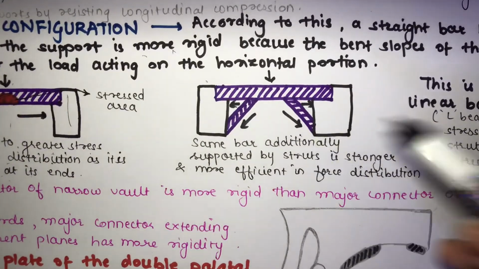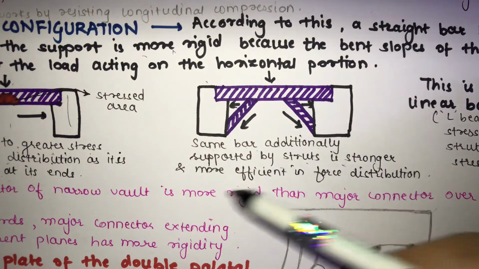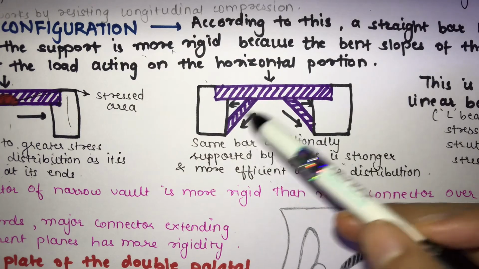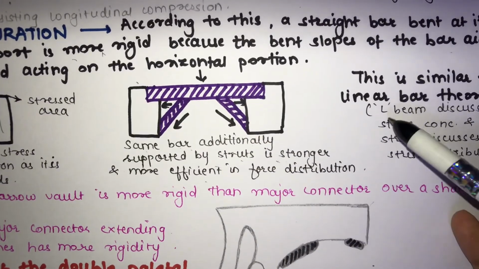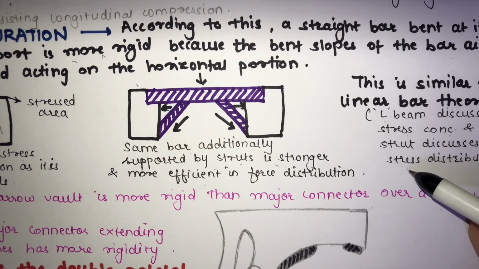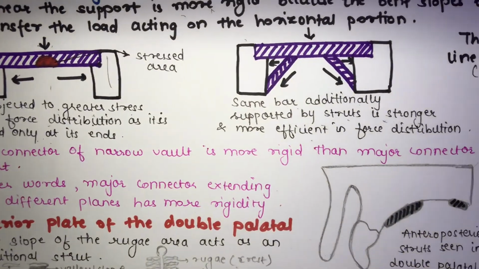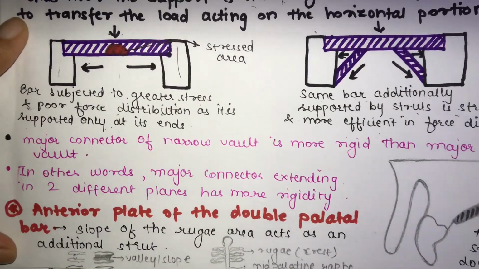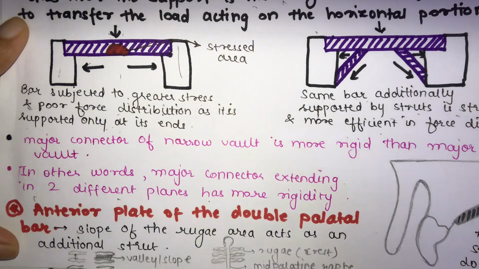But now in this one, when the same bar is additionally supported by studs, it is stronger and more efficient in force distribution. So this is when you are adding more bars. This is basically similar to the linear bar theory. The linear beam discusses the stress concentration, and the stud discusses the stress distribution. Over here, the major connector of a narrow vault is more rigid than the major connector over a shallow vault. In other words, the major connector which extends in two different planes has more rigidity.